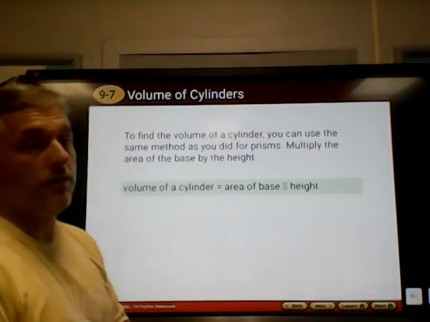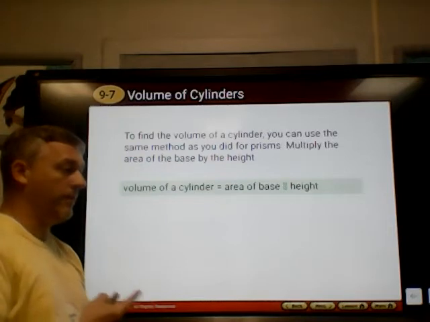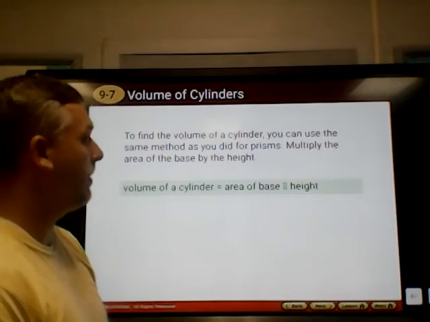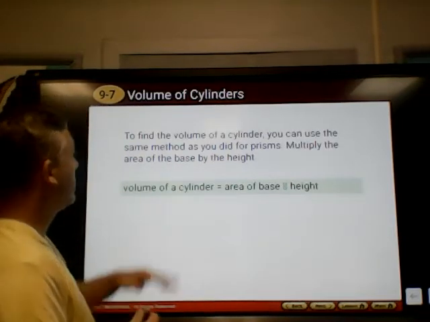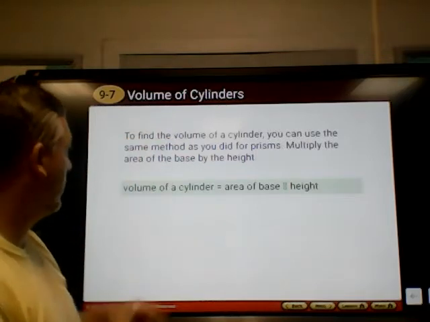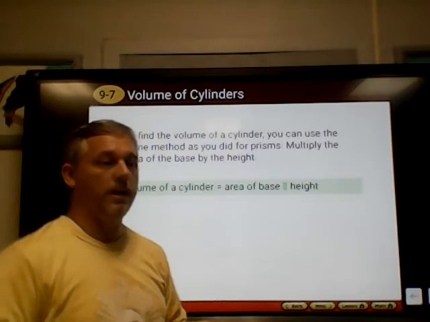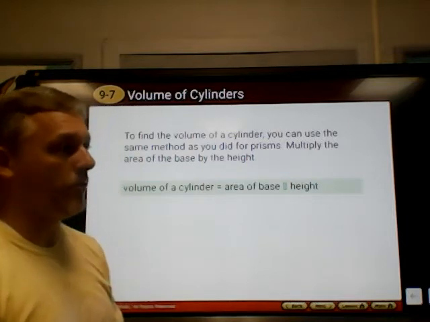All right, now we're on 9.7. So hopefully you've done 9.4, 9.5, 9.6 so far. Now you're on 9.7. This is volume of the cylinders now. And this is the last lesson in the chapter. We're going to skip 9.8. So this finishes the chapter up.